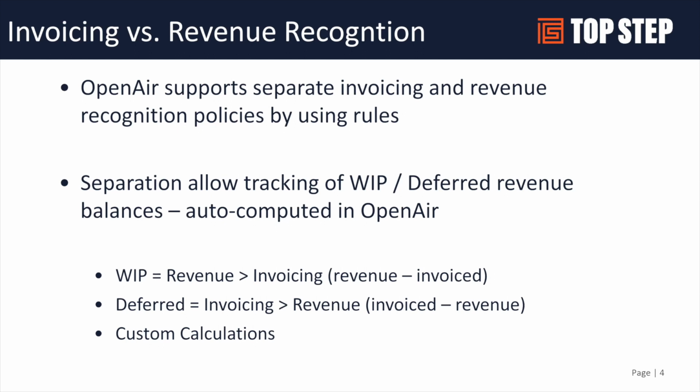We also see where some customers will have some custom calcs that they'll require, where they do want to see where the difference between invoicing and revenue is positive or potentially goes negative. So we have also created those sorts of calculations so that you can see that in reports as well. That's another option if you're looking to have a single calc that shows positive or negative, depending on whether you're looking at WIP versus deferred.